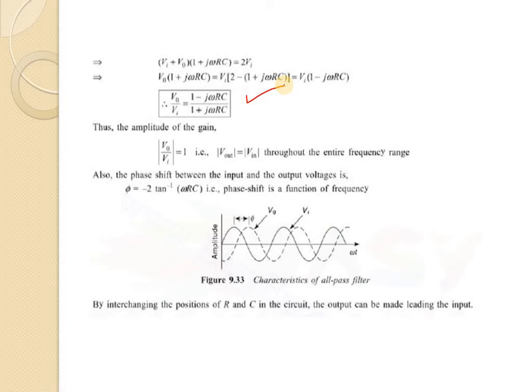Also the phase shift between the input and output voltage is phi, which equals minus 2 tan inverse of omega RC, that is, the phase shift is a function of frequency. So this is the characteristic of the all-pass filter. By interchanging the positions of R and C in the circuit, the output can be made to lead the input.